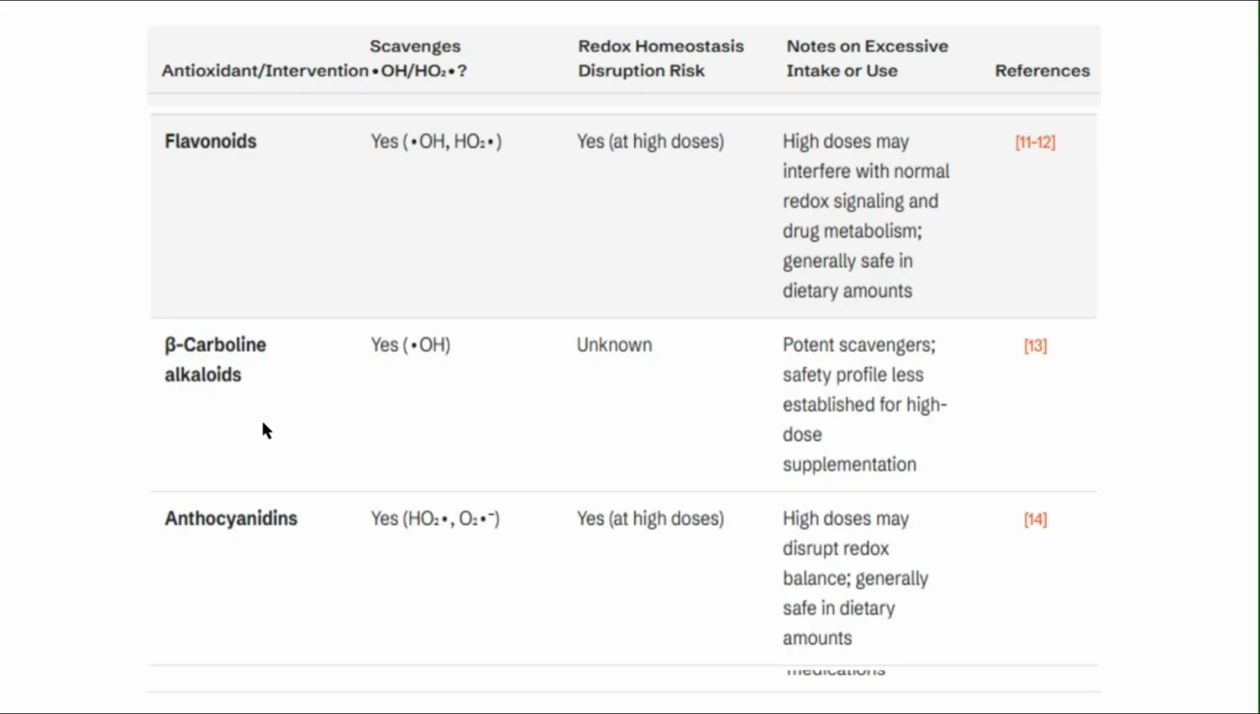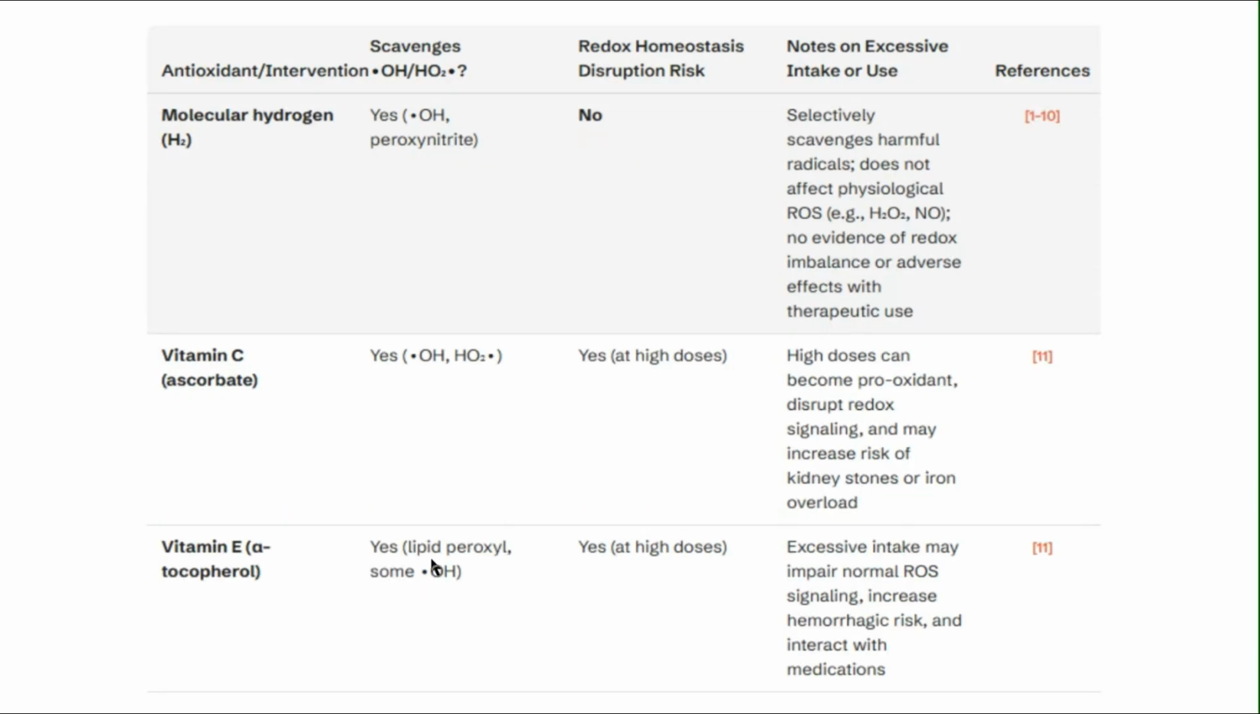So these are beta carboline alkaloids. I am not sure where you would find that, to be honest. So I don't think I would be reaching out for those. This is also like anthocyanidins. They're probably in food, but if you're eating foods that have antioxidants, it's safe, but I would not take high doses of these particular things.